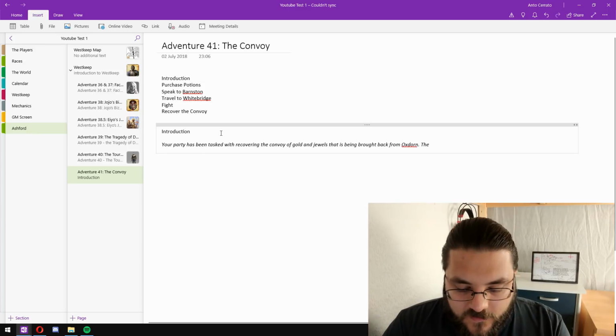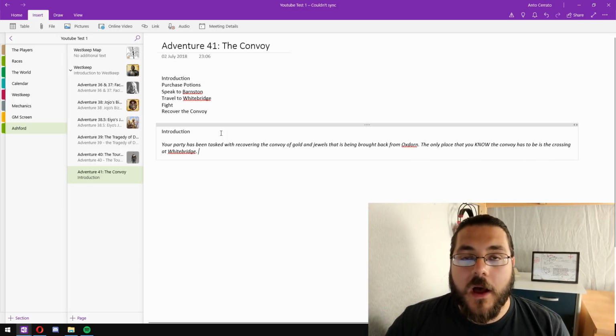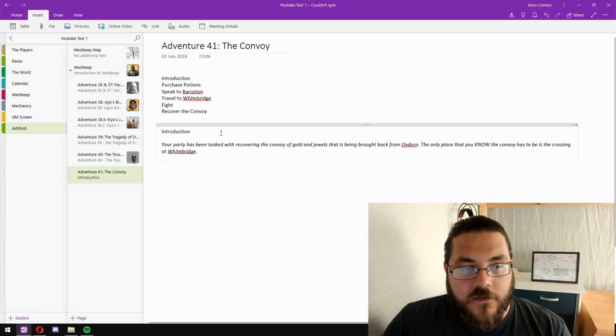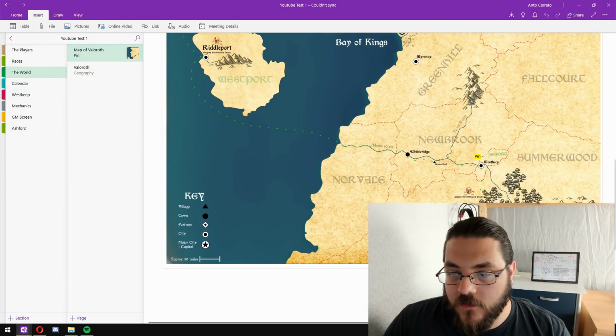So the only place that the convoy has to be is the crossing at Whitebridge, because as I said, the southern part of Valoroth, which is my homebrew country, if I click over here, there should be a map. Yep. So you see here, this southern part is bisected by the river Adonis.